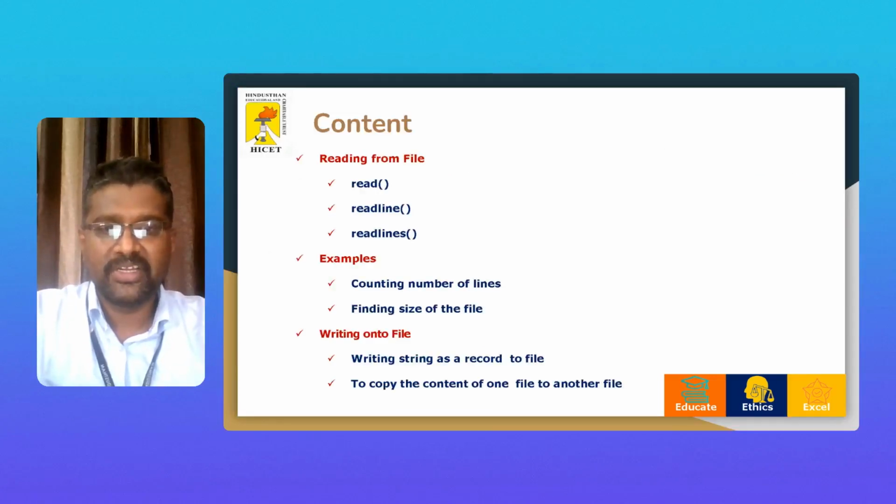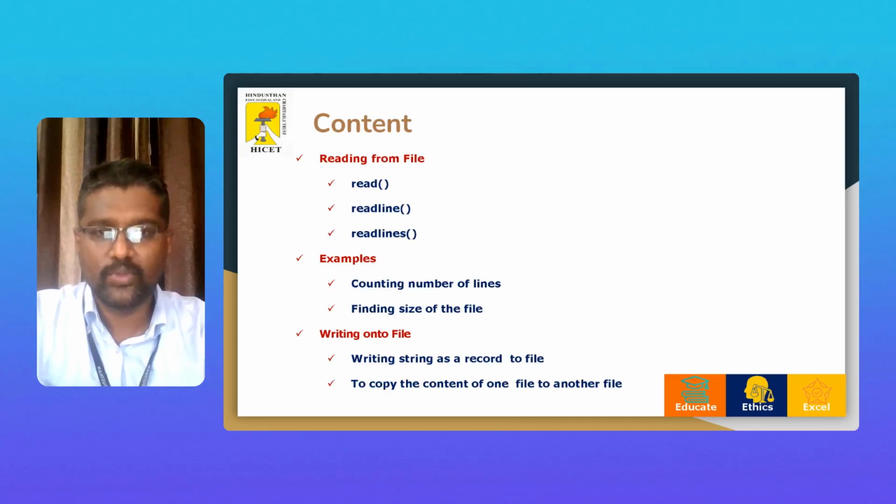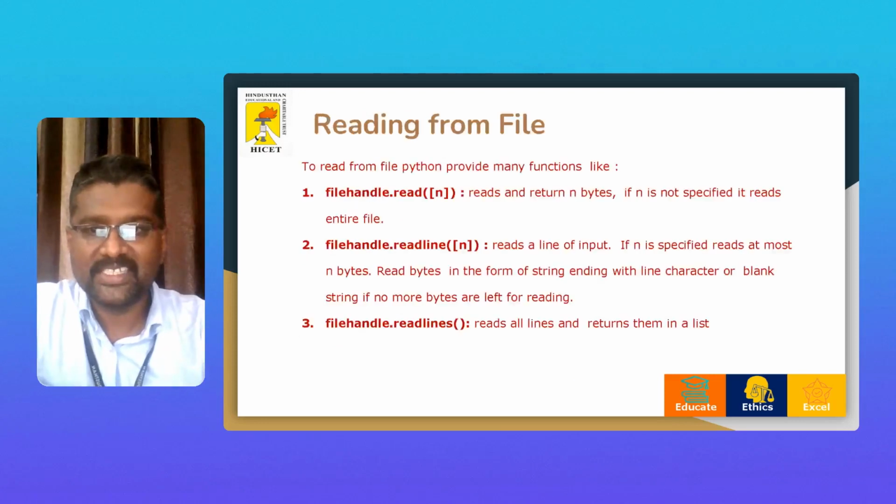First is reading a file. There are three built-in methods already available inside Python: read, readline, and readlines. We are going to see two examples. The next is writing onto the file. There are two methods under writing: write and writelines. We are going to see two examples under that.